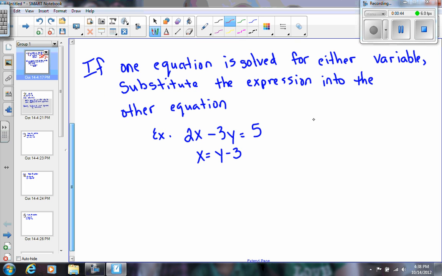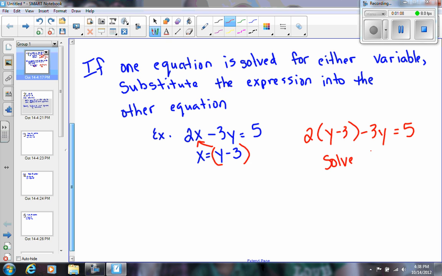If one equation is solved for either variable, so it might be solved for x or it might be solved for y, then we substitute the expression into the other equation. For example, in this situation, it's solved for x, so I'm going to put this into the other equation for x. So I get 2 times y minus 3 minus 3y equals 5. And then I would solve for y. And then I would substitute to find x. So that's what I do in those situations.